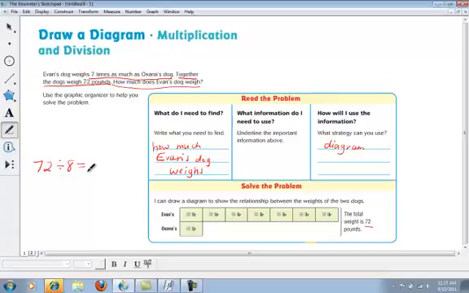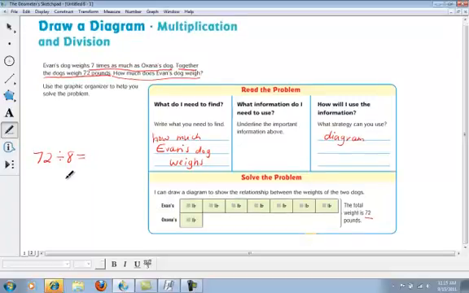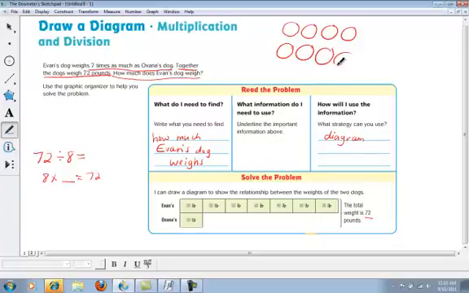Now, that'll only tell me how much Oksana's dog weighs, but couldn't I do that? Yeah, I think so. So there's a couple ways to do 72 divided by 8. I could look at my multiplication chart. I can think about a related multiplication fact. I could think about 8 times what is 72. And I don't know that off the top of my head, so I'm going to draw a picture. I know that I have to put 72 into 8 equal groups, so I'm going to draw my 8 equal groups, and I'm going to divide my 72 into it evenly.